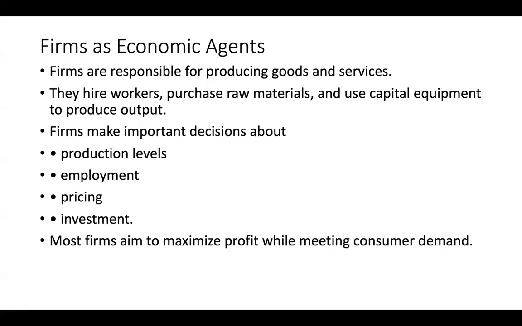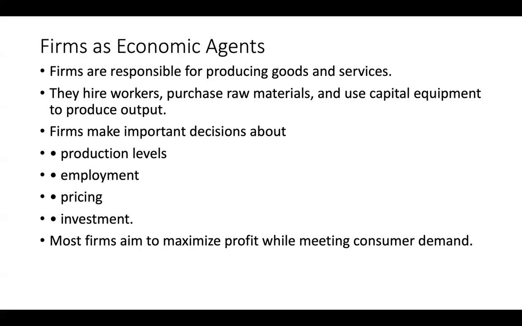So the firm makes several important decisions. What are some of the important decisions that the firm makes? They decide what goods to produce within a specific time, how much to produce, how many workers to hire, and how much to invest in equipment and technology. So the firm makes serious decisions.